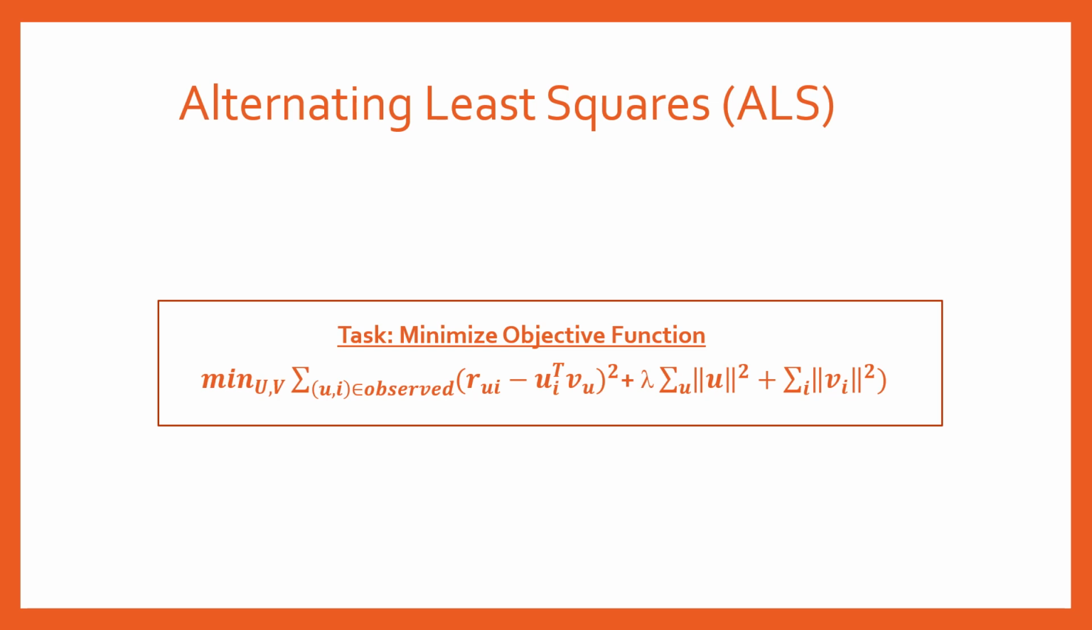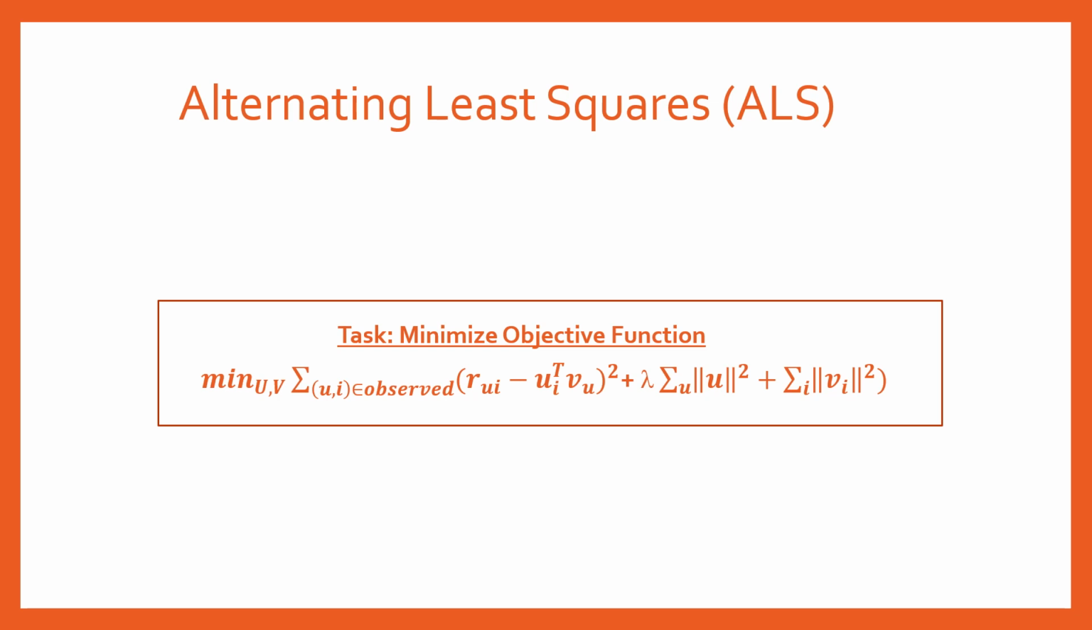Next, there is alternating least squares, or ALS for short, which is an optimization algorithm used for matrix factorization. The goal is to decompose a user item matrix into two lower dimension matrices, user matrix U and item matrix V, by minimizing the squared error between the observed and predicted ratings. It alternates between fixing one matrix, U or V, and optimizing the other and continues until it converges, making it an iterative approach.